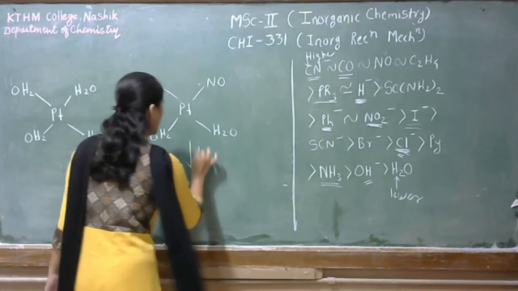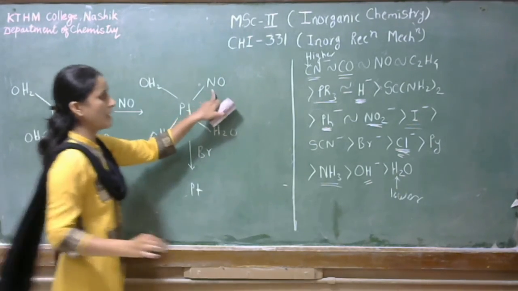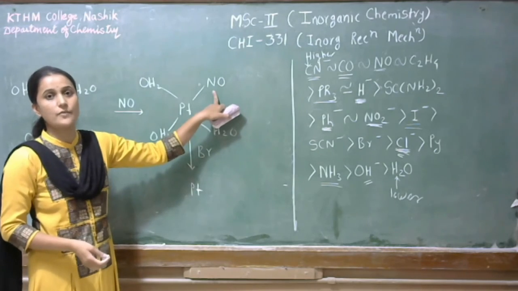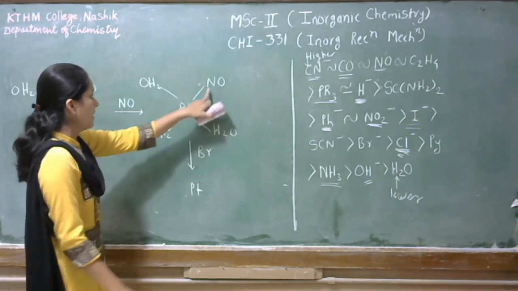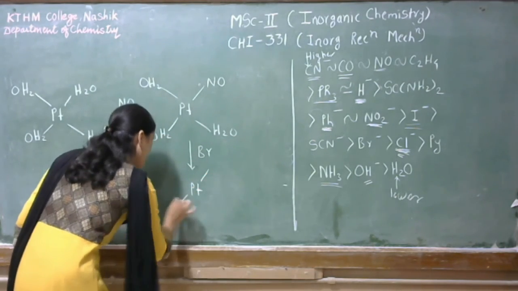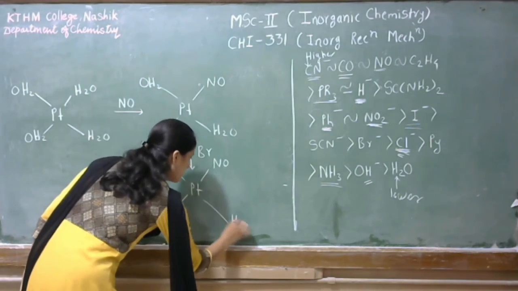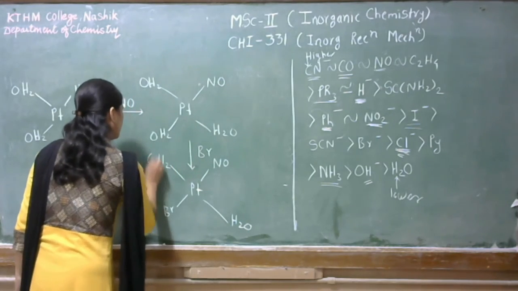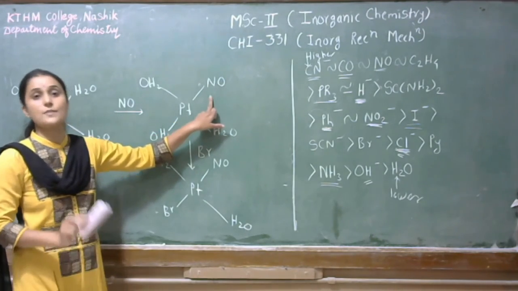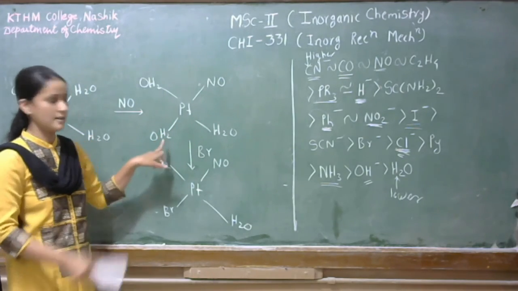And if Br is there, what happens? See the trans-directing power of NO. NO is again high in the trans-directing series because of its pi acid nature. So NO easily replaces this water and Br is placed opposite to NO. So we get the trans isomer, because NO has more trans-directing power as compared to its opposite ligand, that is H2O.